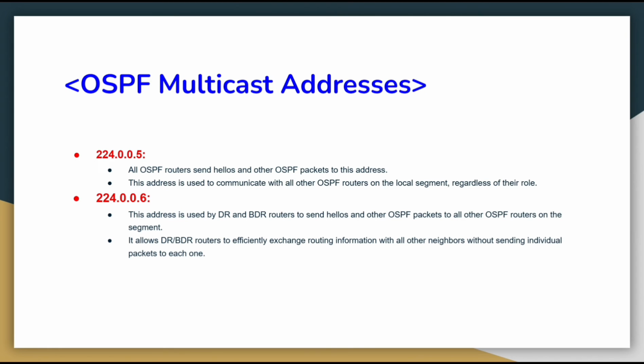Now, last is OSPF multicast addressing. 224.0.0.5: all OSPF routers send hellos and other OSPF packets to this address. The address is used to communicate with all other OSPF routers on the local segment regardless of their role. 224.0.0.6: this address is used by DR and BDR routers to send hellos and other OSPF packets to all other OSPF routers on the segment. It allows DR/BDR routers to efficiently exchange routing information with all other neighbors without sending individual packets to each other.